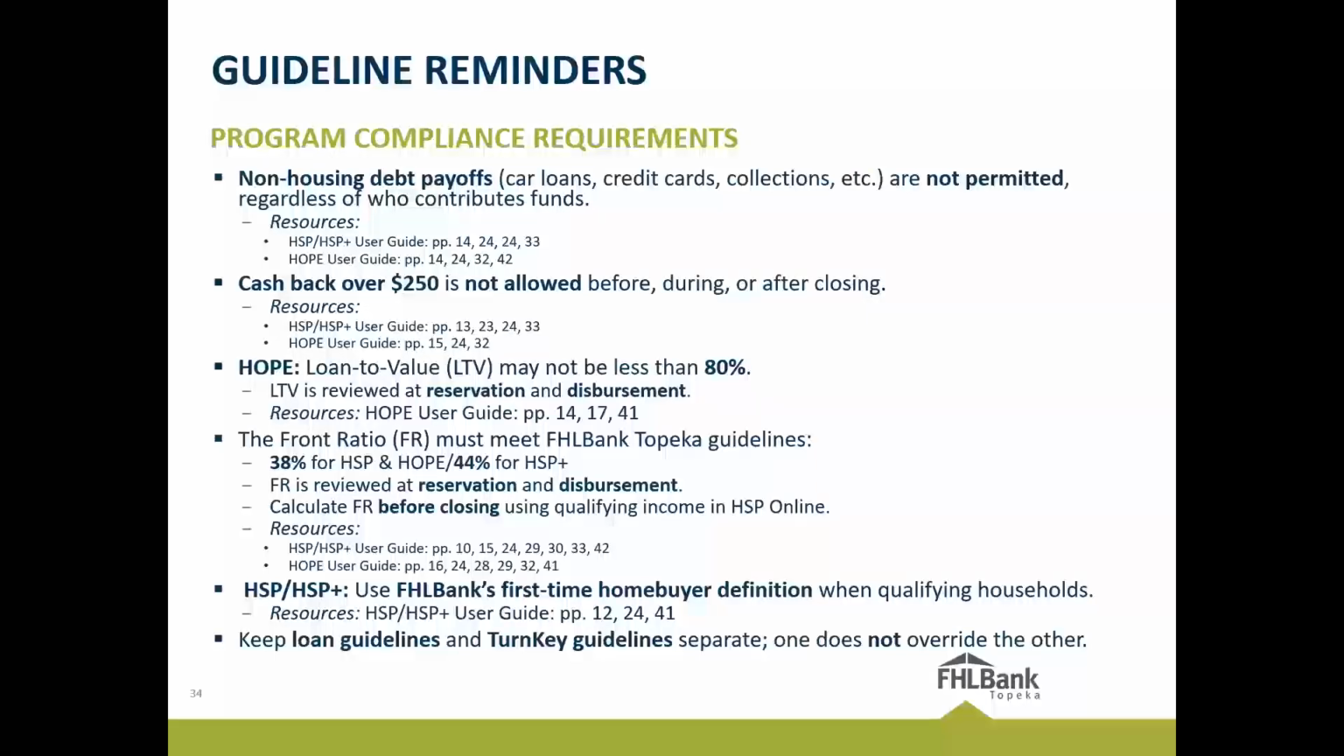Households receiving HSP and HSP Plus subsidy must meet Federal Home Loan Bank's first-time homebuyer definition. You can review the definition in the HSP and HSP Plus user guide. And finally, one of the most important reminders is to keep your loan guidelines and the TurnKey guidelines separate. They don't override one another, and following both sets of requirements helps ensure a smooth review and approval process.